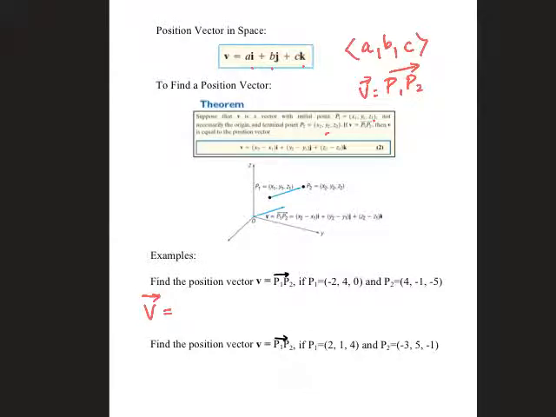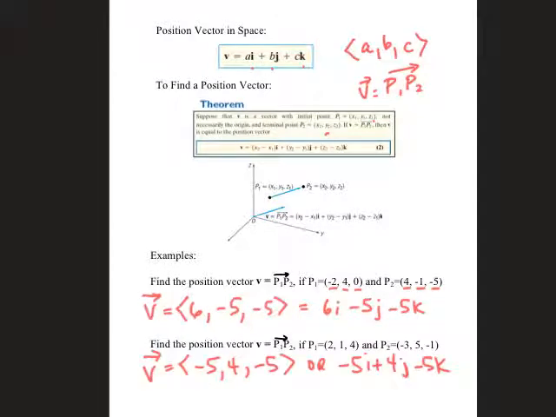will be 4 minus -2, which is 6, -1 minus 4, which is -5, and -5 minus 0, which is -5. We could also write it as 6i minus 5j minus 5k. You go ahead and pause it here and do the next problem, and when you unpause it, you will see the answer.